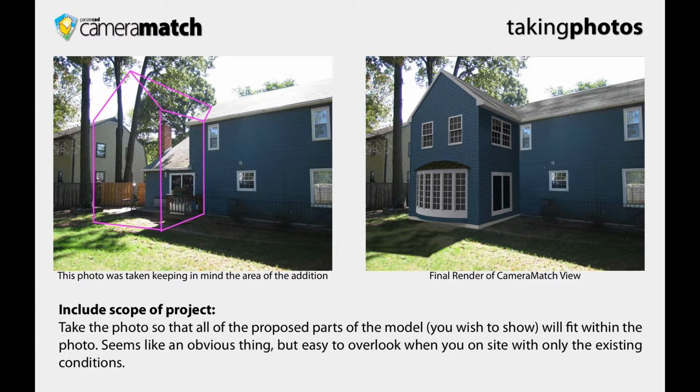Another thing to keep in mind when taking the photographs, this might seem a little obvious, but it's very common to overlook when you're out on the site and just worrying about the existing structure. If you want to use these images for CameraMatch, think about the area that the new part is going to take up, and make sure that you get plenty of room to fit that in the photograph. The last thing you want is to have the new part sticking out past the photo, and then you'll have it clipped off.